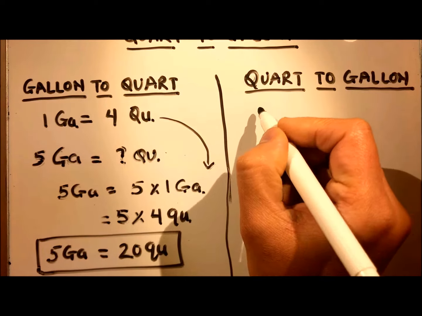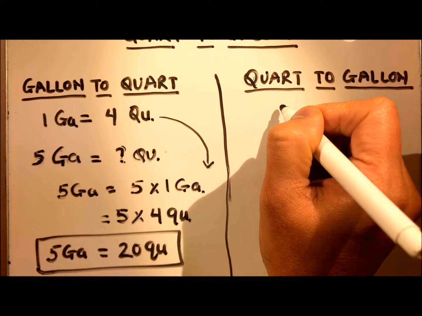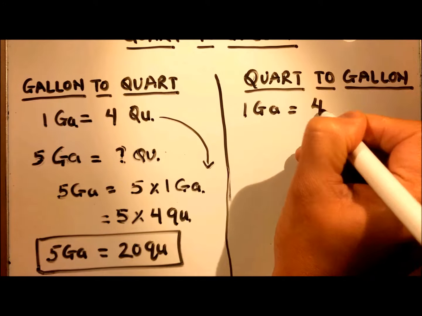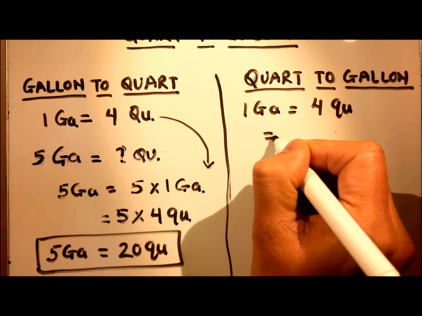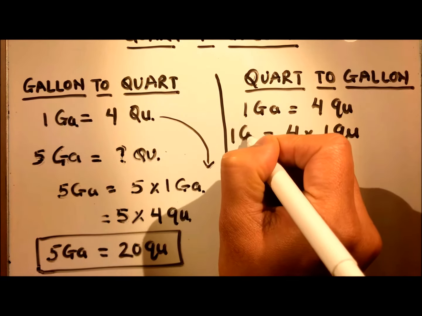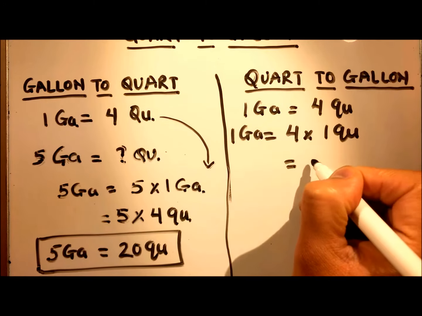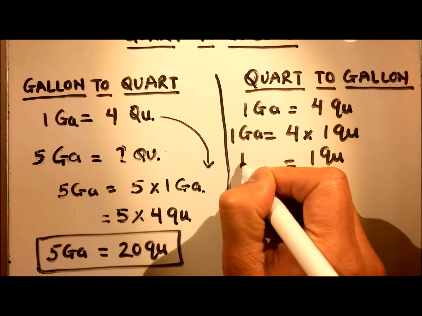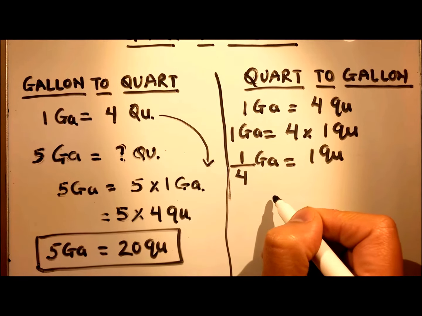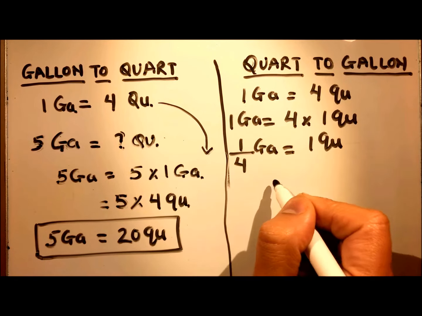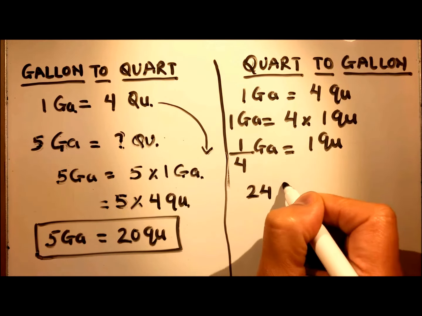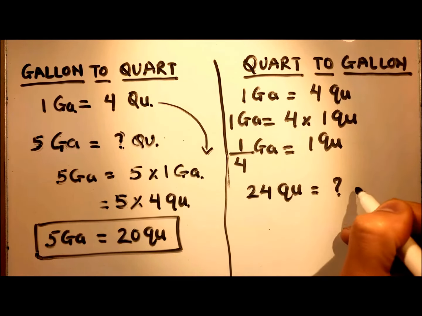Now if we need to convert quart to gallon, we all know that 1 gallon is 4 quarts. So 4 quarts we can write as 4 times 1 quart. By this relation we can get 1 quart as 1 over 4 gallons. So what we'll do, if we have a question to convert, suppose 24 quarts is equal to how many gallons.